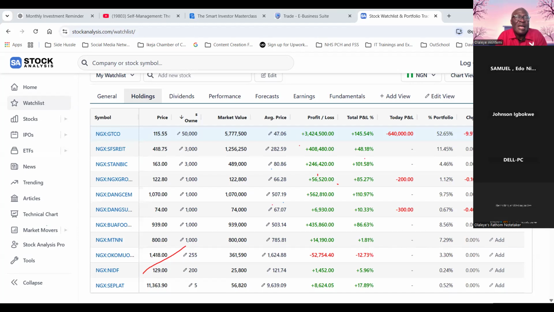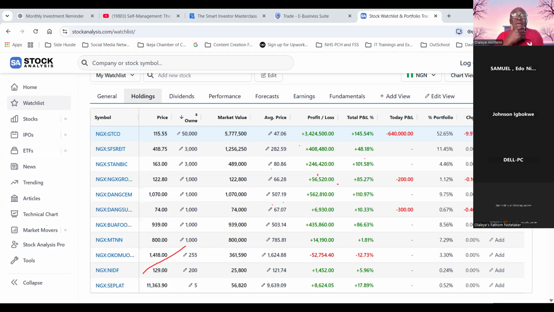But the ones that are below 1,000, I'm buying more gradually so that they can get to 1,000. So like I said, that MTN, I bought a few more a couple of days ago, is now 1,000. So now I'm going to be buying more of Okomu until Okomu gets to 1,000. And then I'm going to be buying more of NIDF and Seplat until everything gets to 1,000.